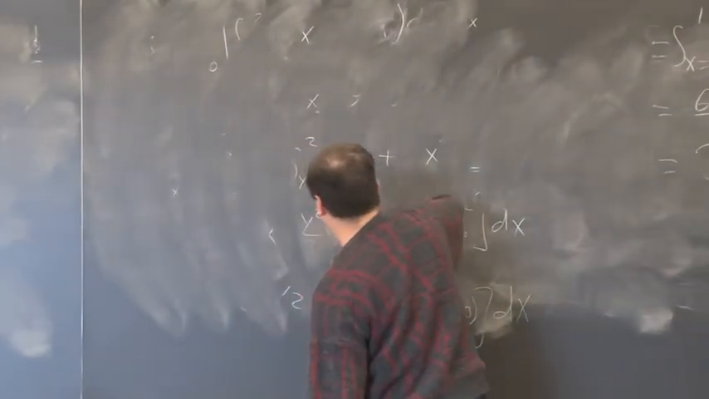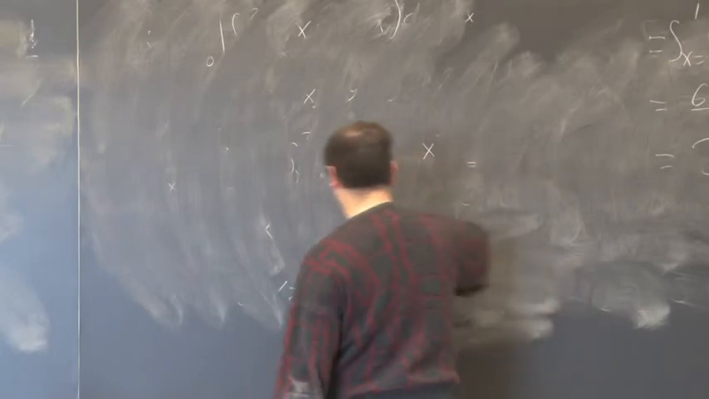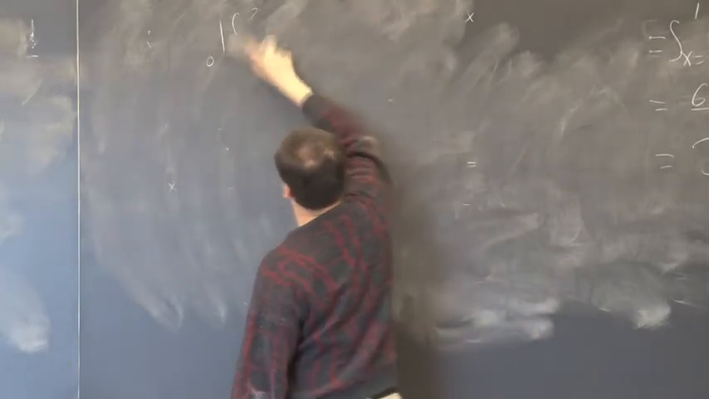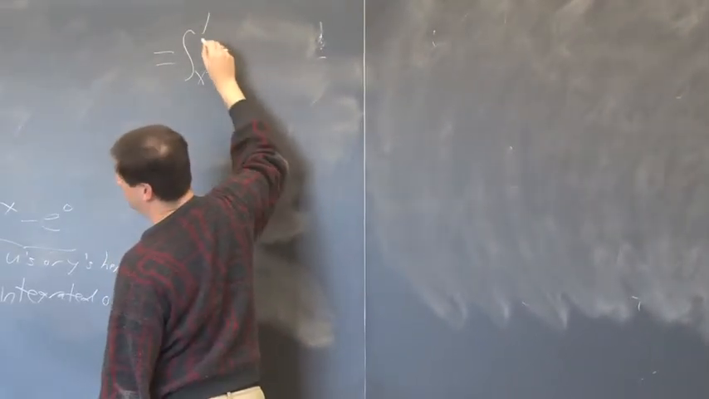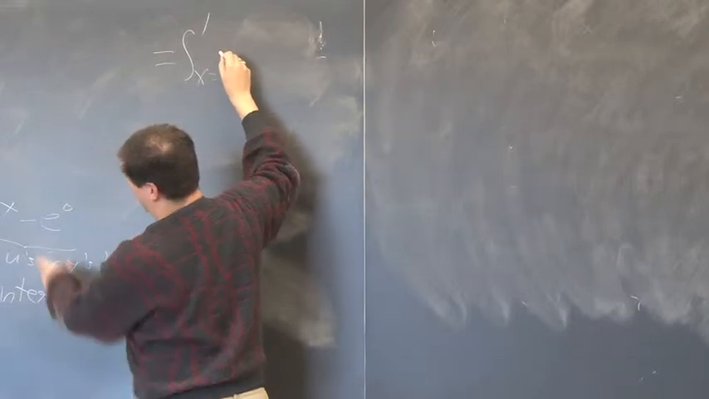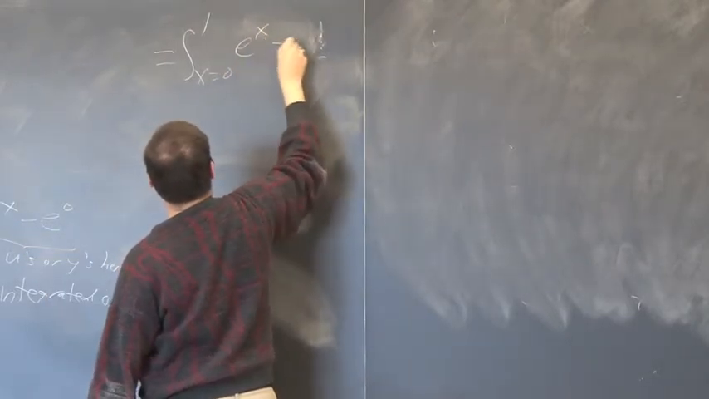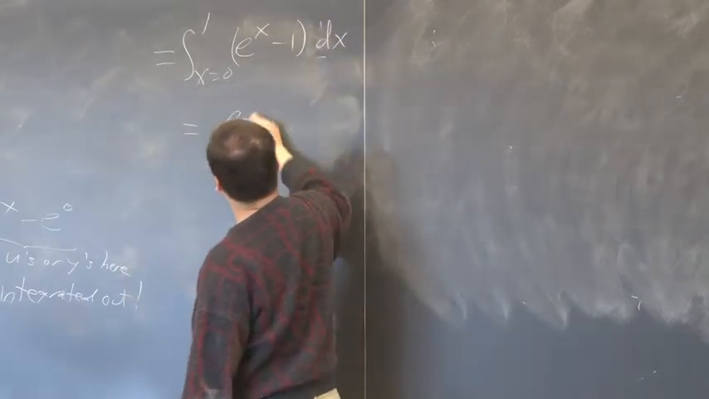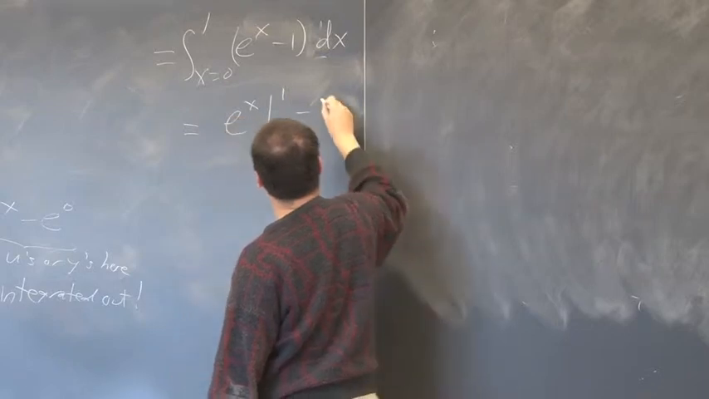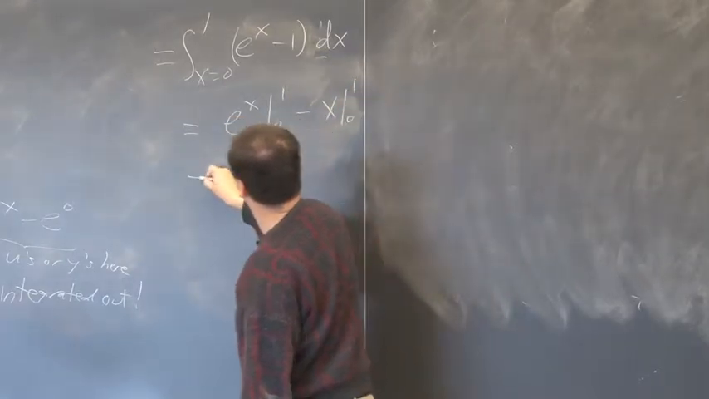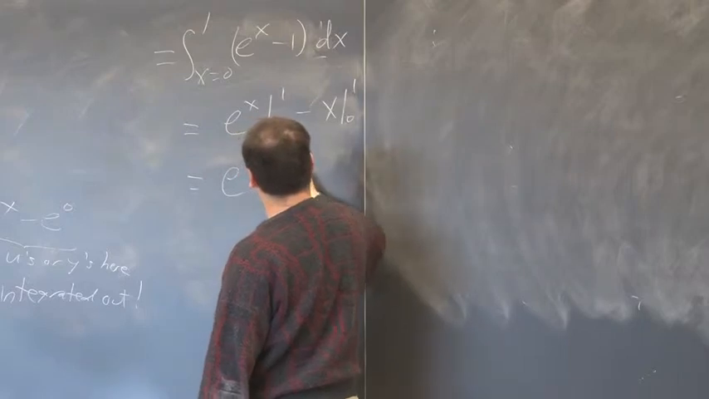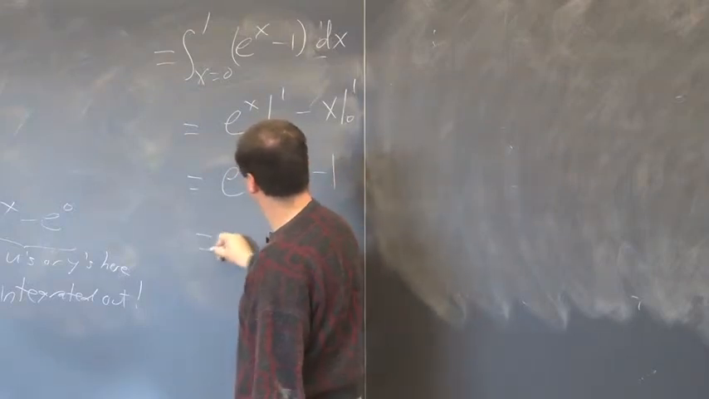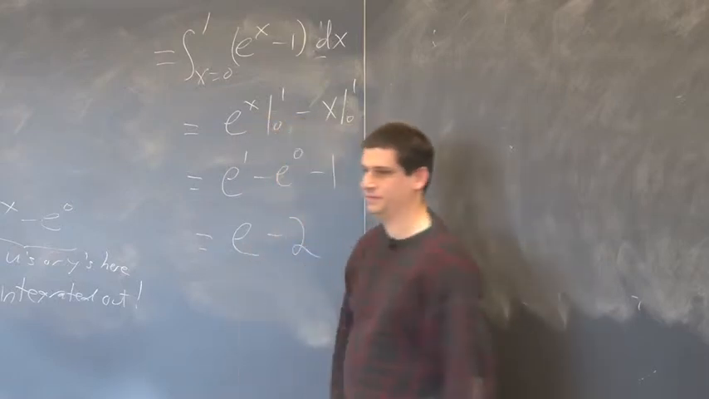OK, so we've now done the first half of the problem. We've integrated with respect to y. Now we have to take what we get and integrate the remainder with respect to x. And so we get now the integral x goes from 0 to 1 of our function, which is e to the x minus 1 dx. So this is going to be e to the x at 0, 1 minus x at 0, 1. So we get e to the 1 minus e to the 0 minus 1, which is also known as e minus 2. OK.